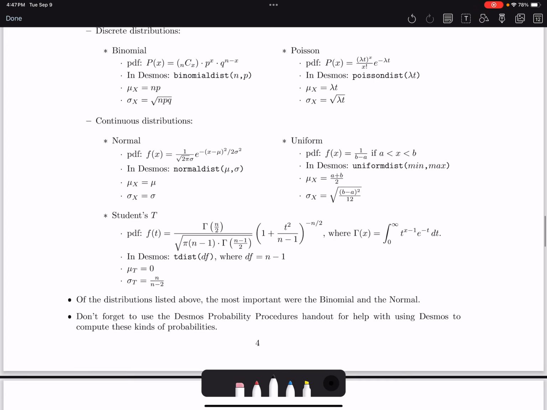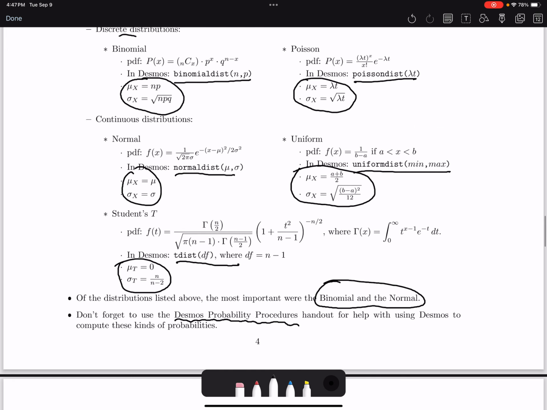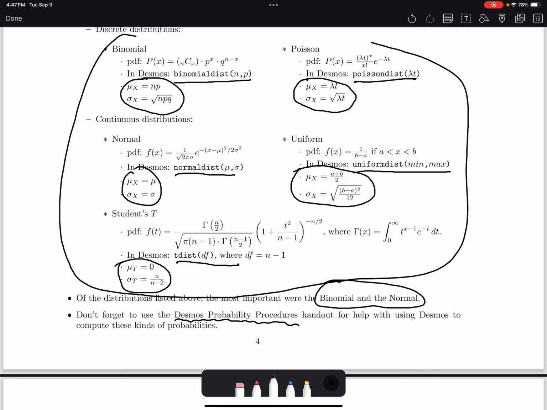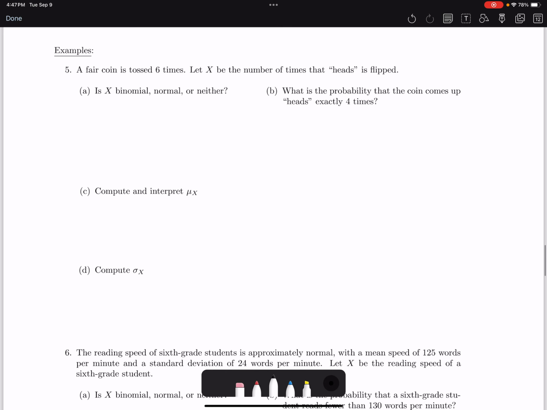And then also I would draw your attention to the fact that on Canvas, there's a Desmos probability procedures handout that you're welcome to use that has all of this information on it, okay? So let's walk through a few examples.